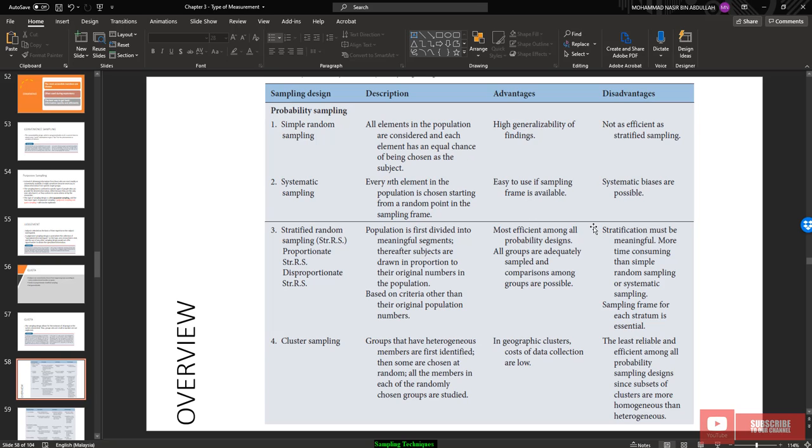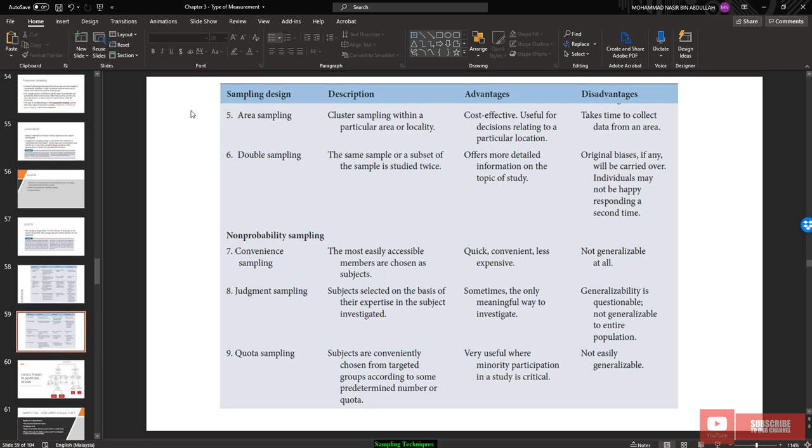stratified sampling techniques. For cluster sampling techniques, groups that have heterogeneous members are first identified. Then some are chosen at random. All the members in each of the random groups are studied, which means that we're going to include all members in each cluster. The advantage is that in a geographic cluster, the cost of data collection is low. Right, and the disadvantage is that it is less reliable and efficient among all probability sampling designs, since subsets of clusters are more homogeneous than heterogeneous. So this is the disadvantage.